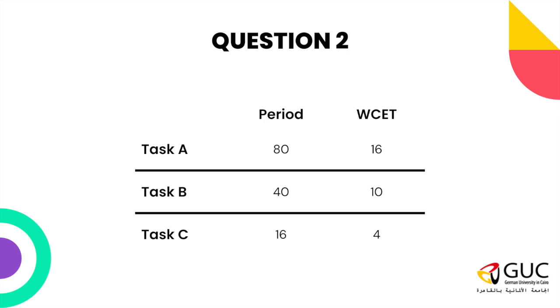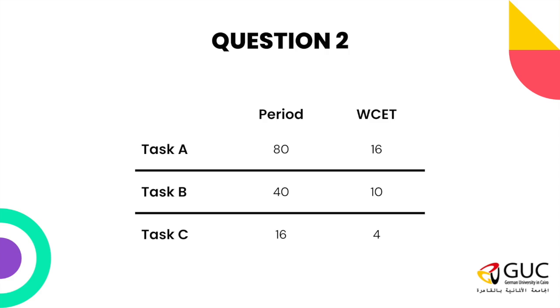This question did not specify the arrival time nor the deadlines. Therefore, we will assume the default assumption for the arrival time that all three tasks arrived at the same time, which is clock tick 0. And regarding the deadlines, since the deadline is not provided, we will go with the default assumption that the deadline is equal to the period.